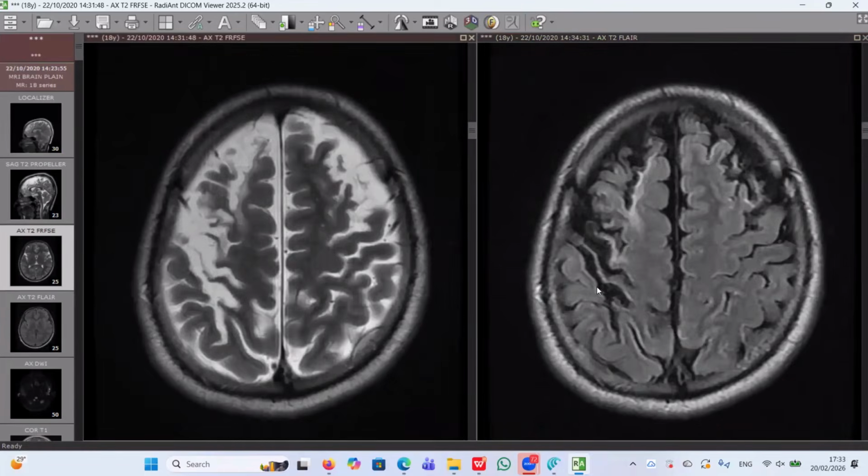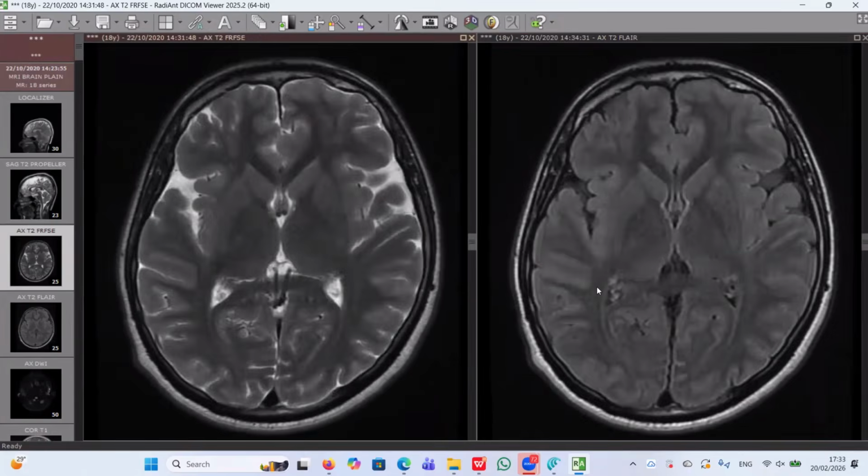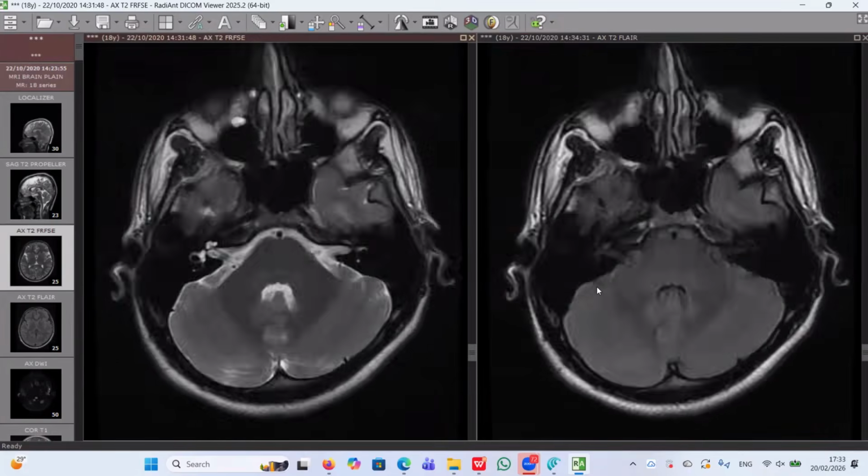So this one can reflect that we have an old insult. Is that correct? Laminar necrosis. Do you have any other abnormalities?